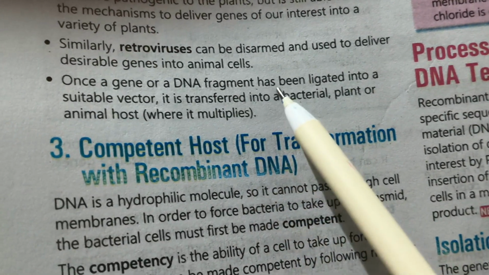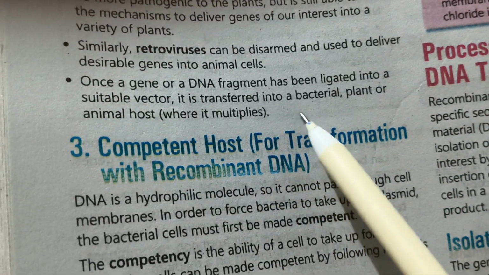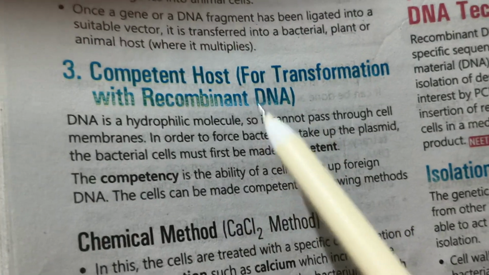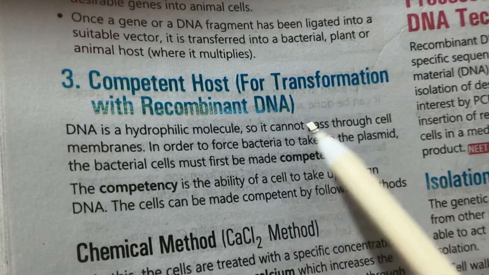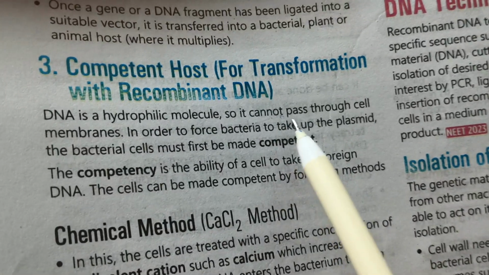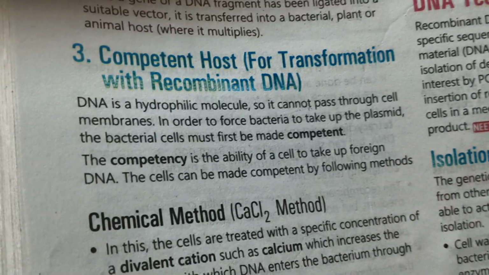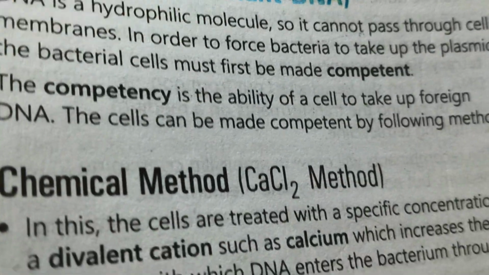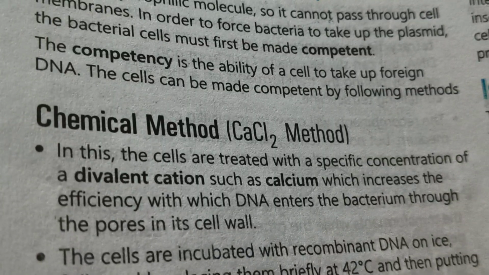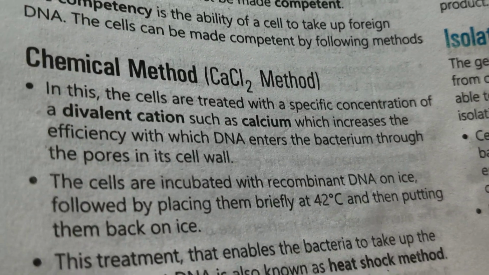Once a gene or DNA fragment has been ligated into a suitable vector, it is transferred into a bacterial, plant or animal host. Competent host for transformation with recombinant DNA. DNA is a hydrophilic molecule, so it cannot pass through cell membranes. In order to force bacteria to take up plasmid, bacterial cells must be made competent. Competency is the ability to take up foreign DNA. The cells can be made competent by the following methods.